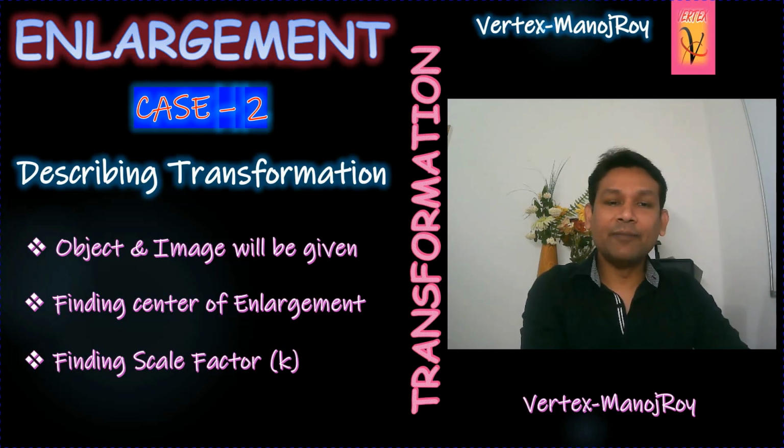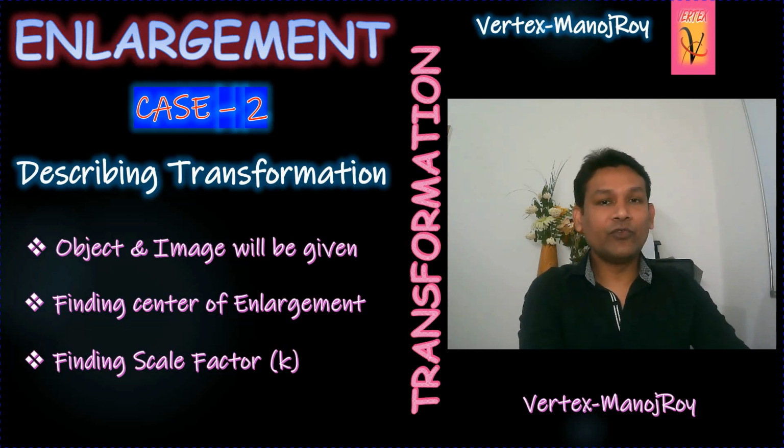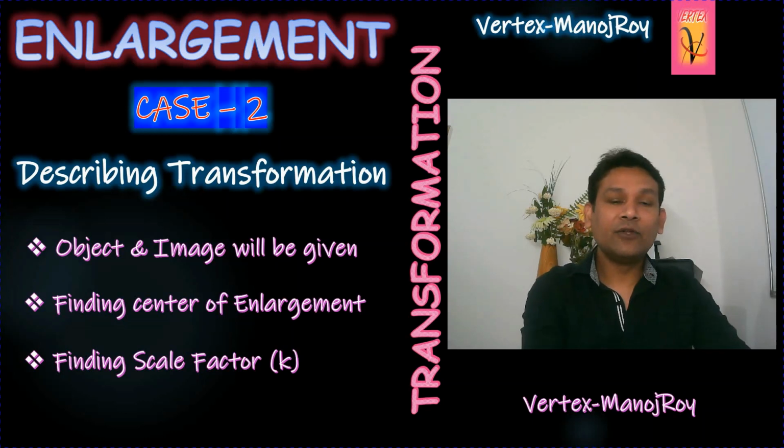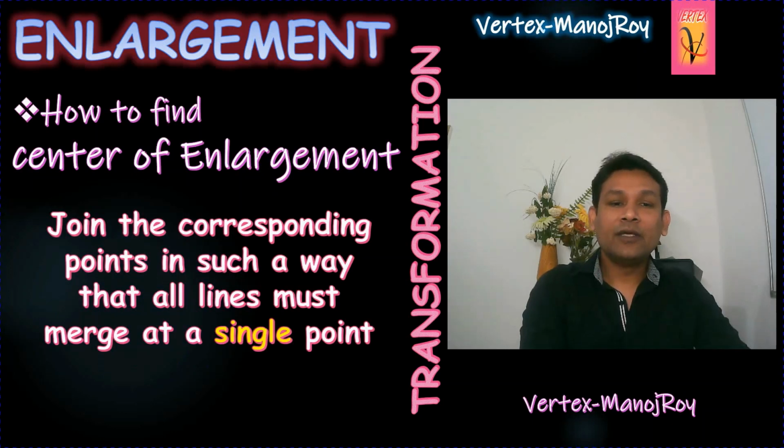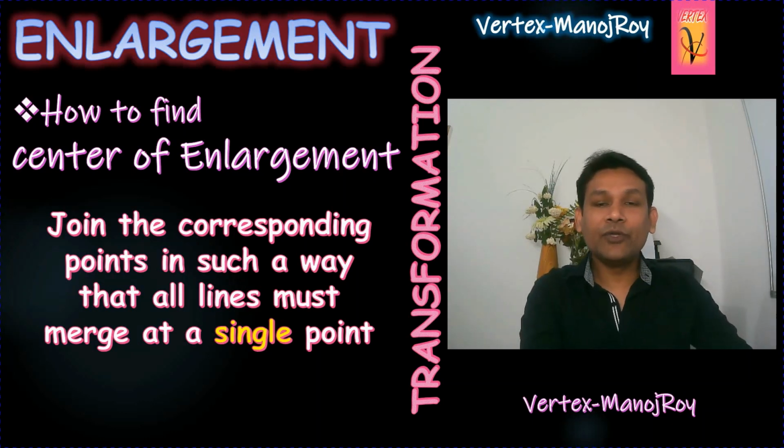So let's start with one example, and that's how we can find the center of enlargement. But before starting, I would like to say: when object and image are given, we have to find the center. And how can we find the center? We need to join the corresponding points in such a way that all lines must merge at a single point. When we join all the corresponding points with a line, all lines should converge at a particular point, which I'm going to discuss with you.